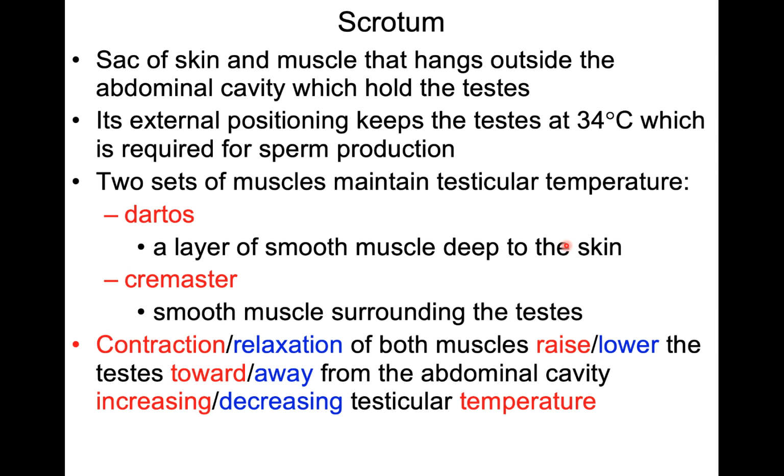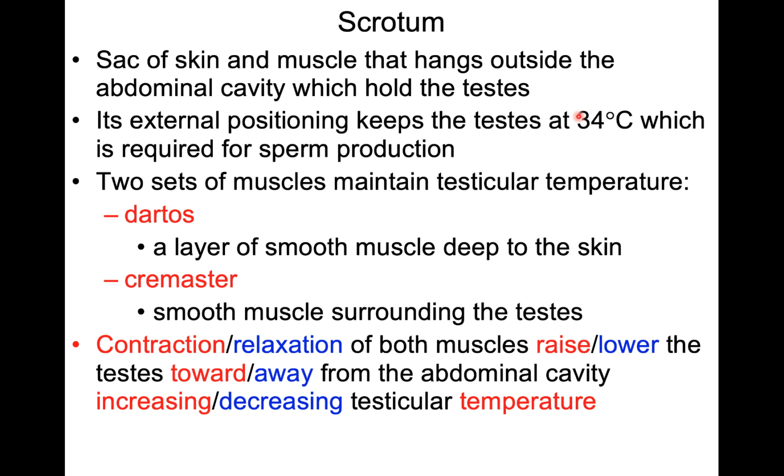And the key thing here is temperature regulation. The closer the testes are to the abdomen, the warmer they're going to be. The further they are from the abdomen, the cooler they're going to be. And the thing about temperature regulation in the testes is that all testes need to be kept at 34 degrees Celsius. Human body temperature is about 36 to 37 degrees Celsius. So the testes have to be kept cooler. This is because sperm will not survive in body temperature. They must be kept 2 or 3 degrees cooler than the rest of the body.